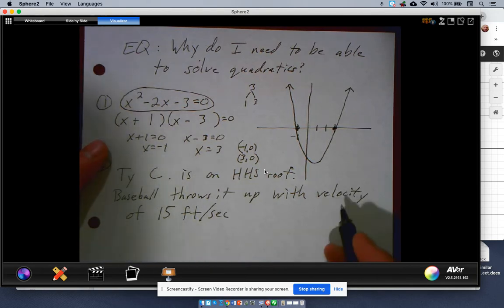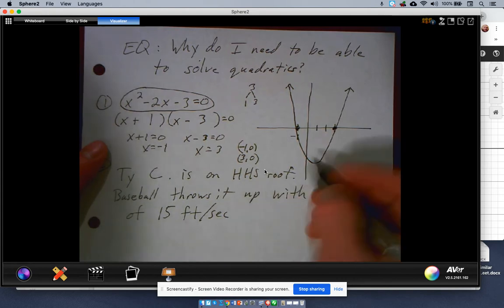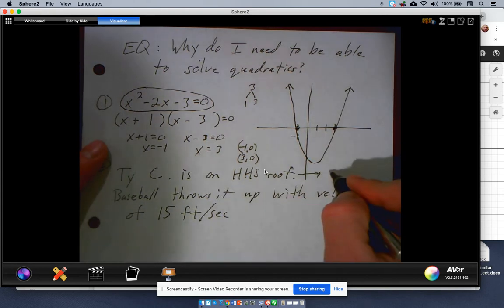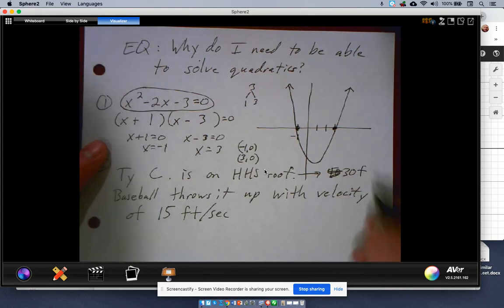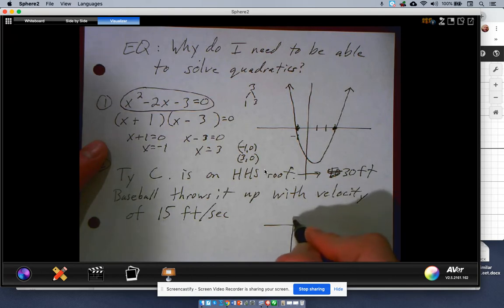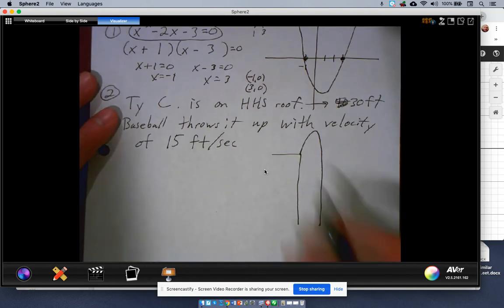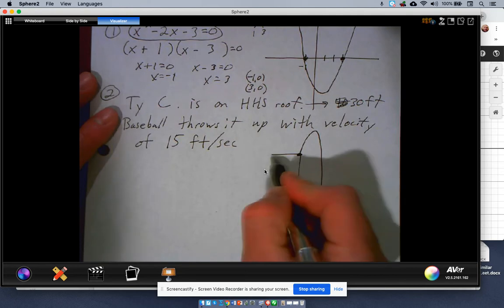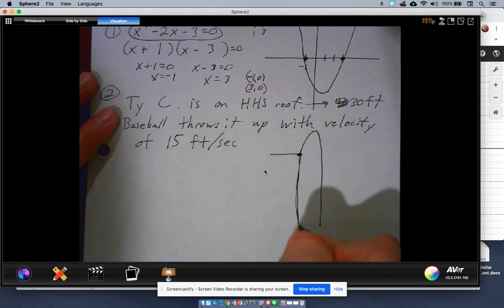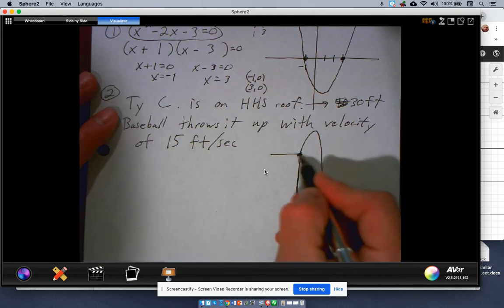Now, where he's standing on Homestead, all right, so he's standing on the HHS roof. The HHS roof happens to be, let's go 30 feet high at that point, all right? So here's Ty, okay, and he reaches and he throws a ball up. It's going to come down and land on the ground way down there. All right, so here's Ty. We're going to neglect Ty's height right now because it makes the problem a little bit easier. So here he is on top of Homestead on the edge.